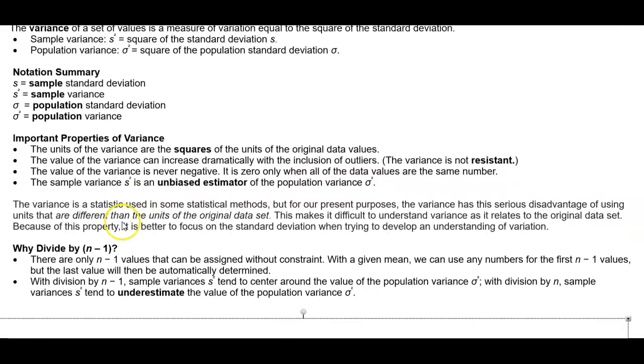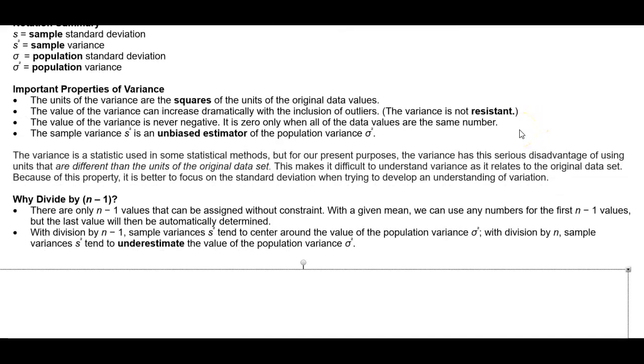Now, the variance is a statistic used in some statistical methods, but for our present purposes, the variance has this serious disadvantage of using units that are different than the units of the original data set. This makes it difficult to understand variance as it relates to the original data set. Because of this property, it is better to focus on the standard deviation when trying to develop an understanding of variation.